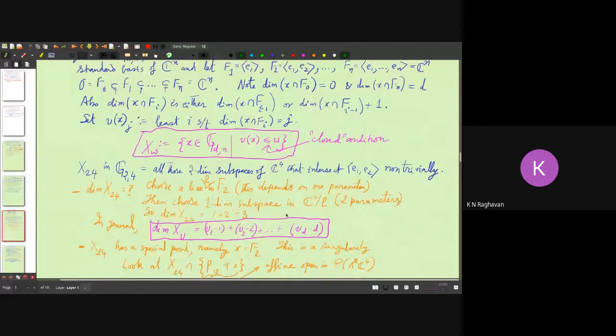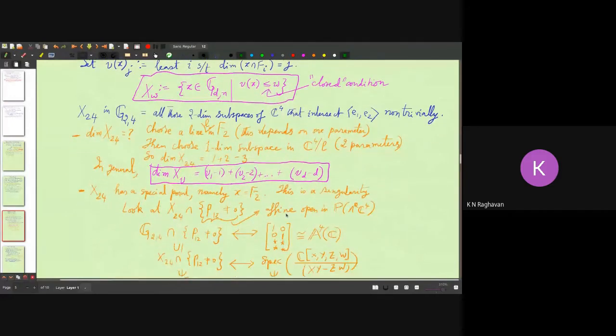Okay, so let's do this. I want to explain this in a little more detail in one particular case, X_24 in G(2,4). So what does this mean? This means that I must hit at least 1 when I reach 2, which, if you unwind the definition, just means all those two-dimensional subspaces of C^4 that intersect this plane e1, e2, the standard basis vectors, non-trivially. So it could either be the whole e1, e2, or it could just be a line. It has to intersect it non-trivially.